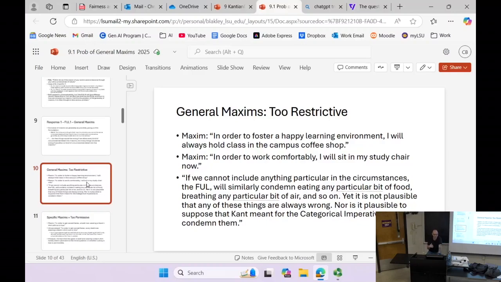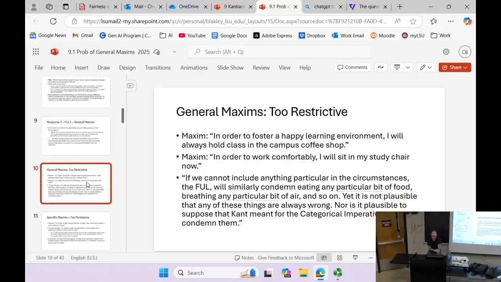The second one was about the number of students in the class, right? And then here's another version of a maxim. In order to work comfortably, I will sit in my study chair now. Well, not everybody could sit in my study chair, so that can't be universalizable, right? So if we cannot include anything particular in those circumstances in the universal law, we'll similarly condemn eating any particular bit of food or breathing any particular part of air, because somebody else couldn't breathe the same air as you, right? So we run into problems there.